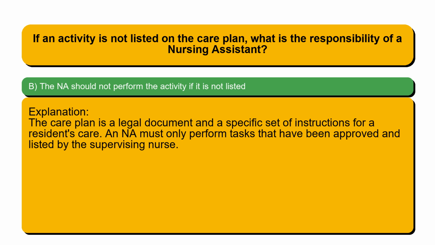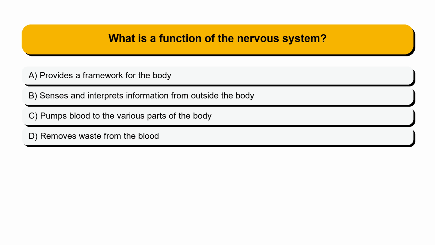NNAAP must only perform tasks that have been approved and listed by the supervising nurse. Question 91. What is a function of the nervous system? Option A provides a framework for the body. Option B senses and interprets information from outside the body. Option C pumps blood to the various parts of the body. Option D removes waste from the blood.